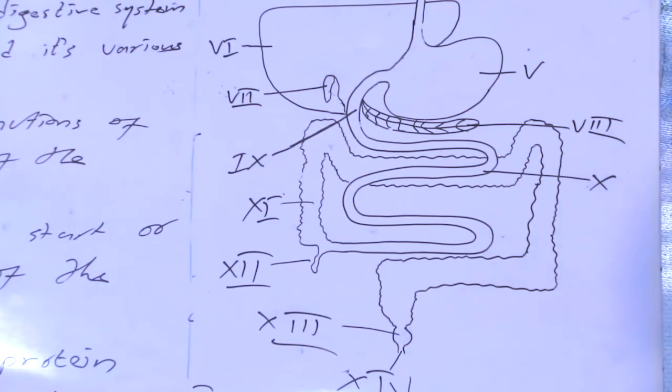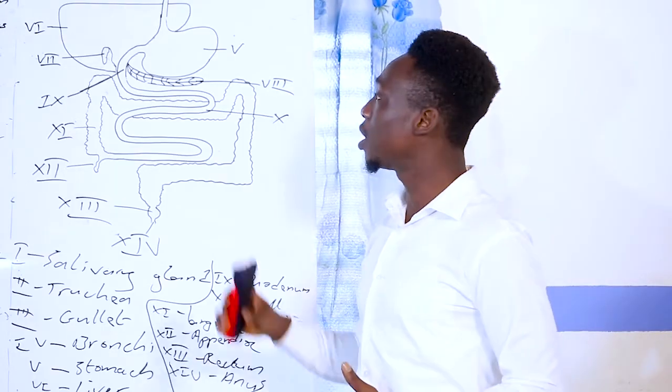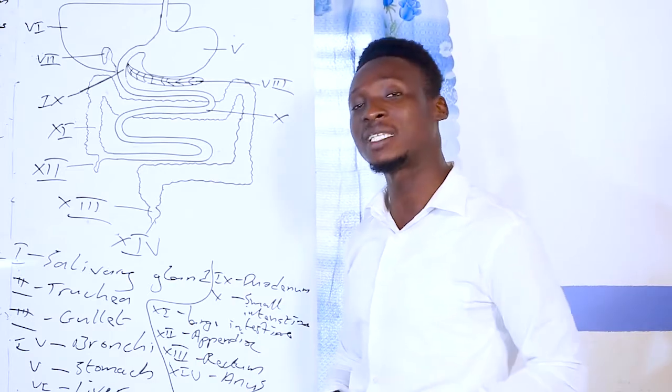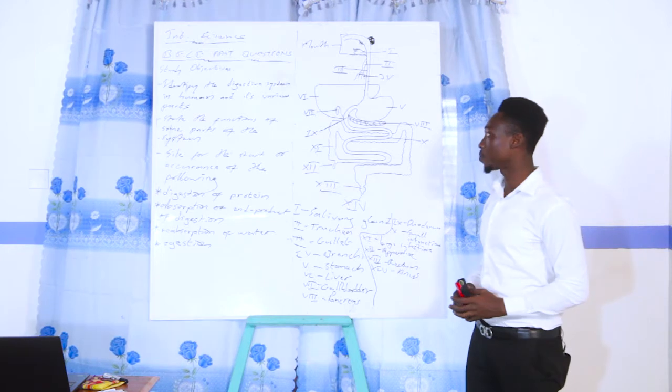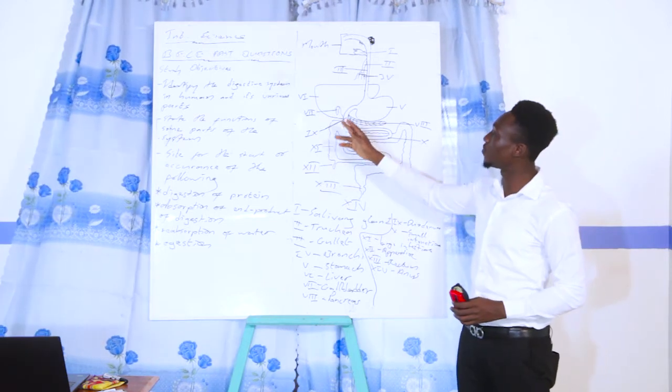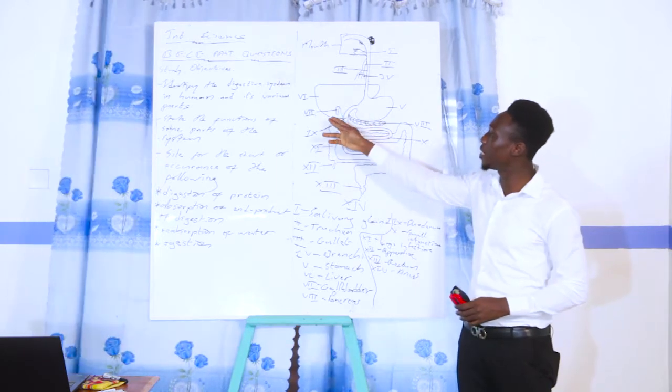And the breakdown is sometimes termed as emulsification. So in other words, you could say the bile emulsifies fat into smaller units or droplets. All right, so that is the purpose of VI. Then we come to VII.